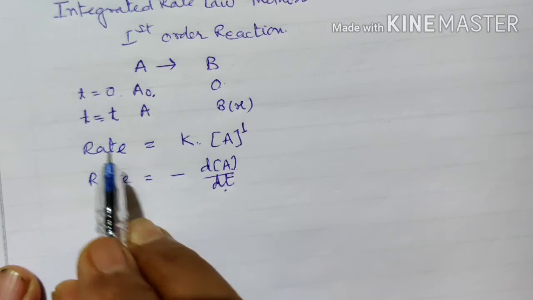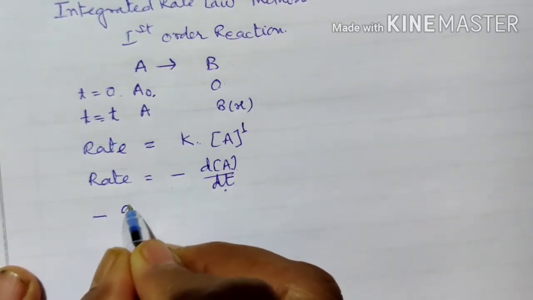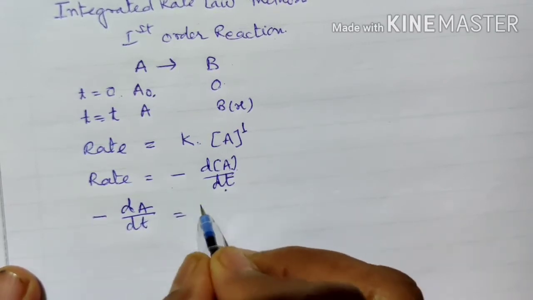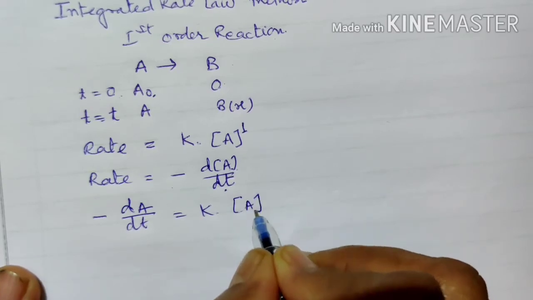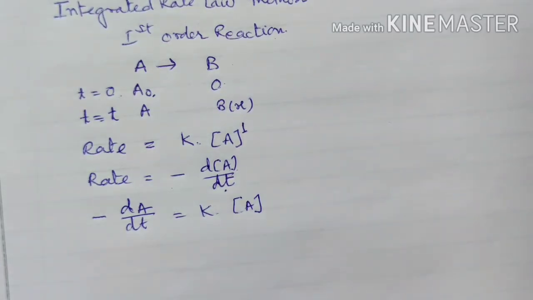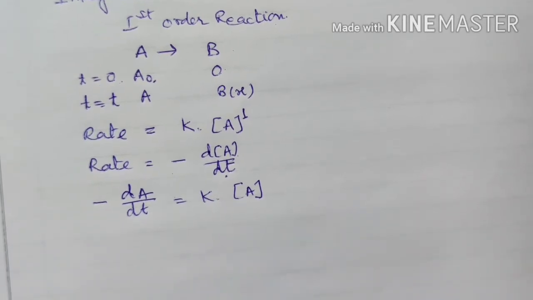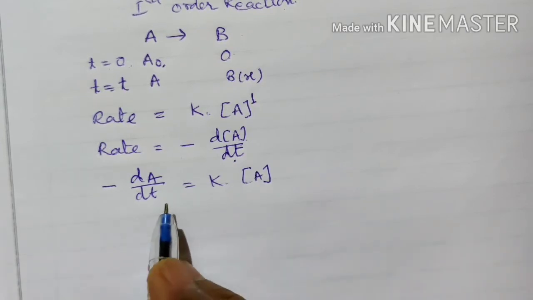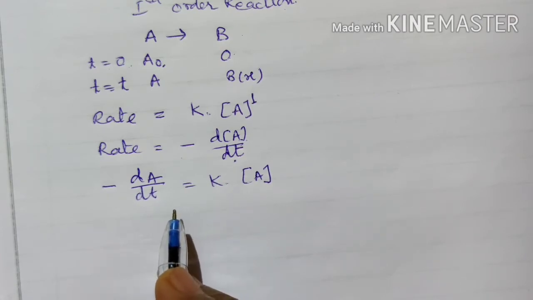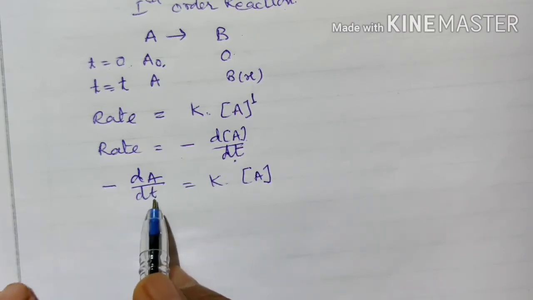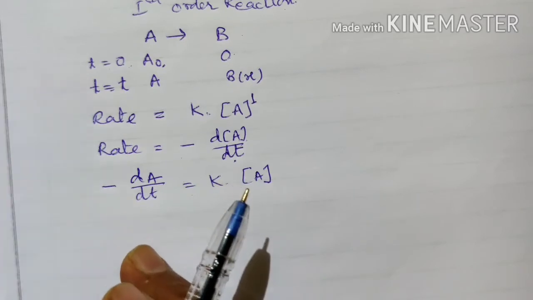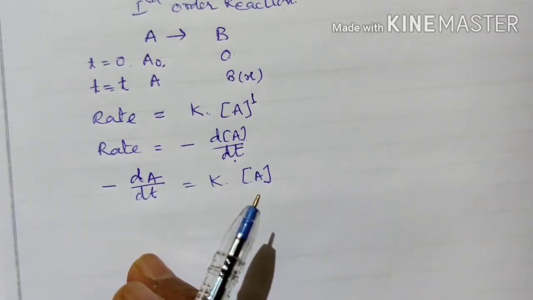Now we can put the value here. In the rate, we can write minus dA upon dt is equal to K into A raised to the power 1, that is equal to A. Now it is a differential equation, and to remove this differential we have to do the integration. Okay? So this is the differential equation. In this equation we can write minus dA upon dt is equal to K into A, where A is the concentration of the reactant A.